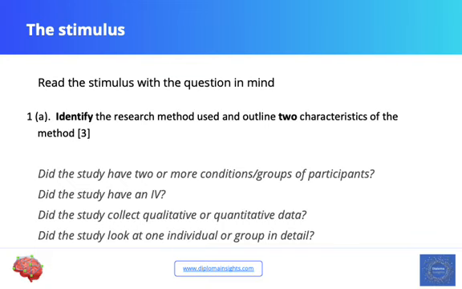The stimulus may actually tell you what method was used, but if it doesn't, you need to read the stimulus carefully and think about these questions. Did the study have 2 or more conditions or groups? If it did, then it's likely to fall into the category of being a type of experiment. Did they have an independent variable? And again, if it did, then it's likely to be a type of experiment. Did the study collect quantitative or qualitative data? This can help you determine if it was an experiment or perhaps a qualitative research method, like a survey or an interview. Did the study look at just one individual or one group in particular detail? And if it did, then it's possible it's a case study method.